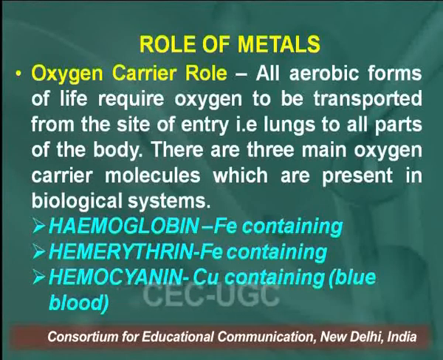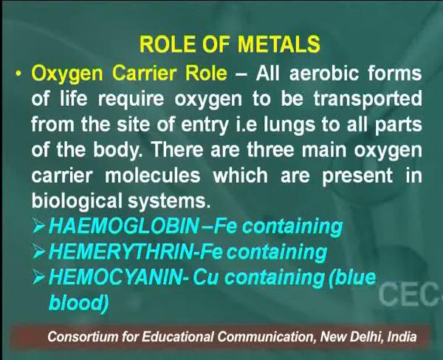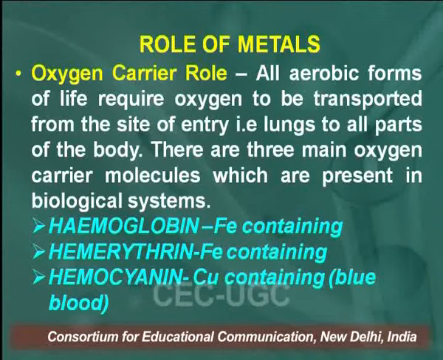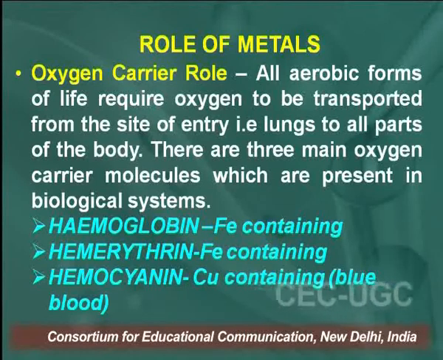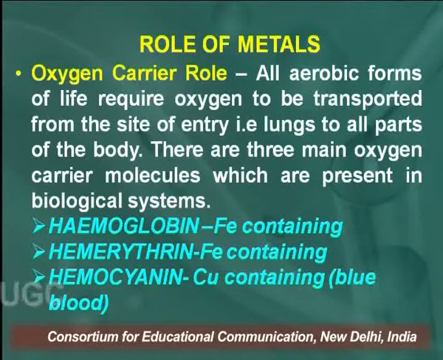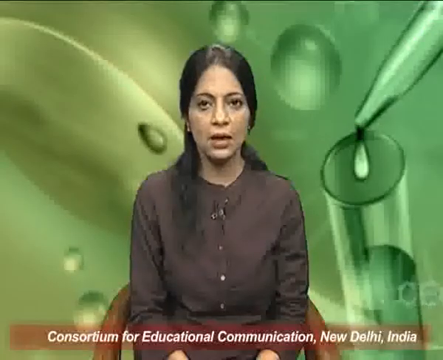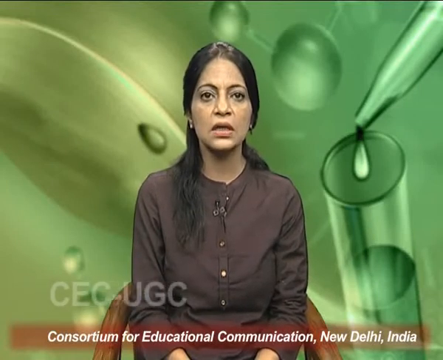There are three main oxygen carrier molecules which are present in the biological system. The first is hemoglobin. Hemoglobin, which is present in the blood in all the higher animals, contains iron. Hemerythrin is also present in certain lower animals, which contains again iron. And the third one is hemocyanin, which contains copper, also termed as blue blood, present in lower animals like arthropoda and mollusks. They have the blood which is colored blue because of the presence of cyanin and copper. Copper is the essential element which is providing the blue color of the blood.